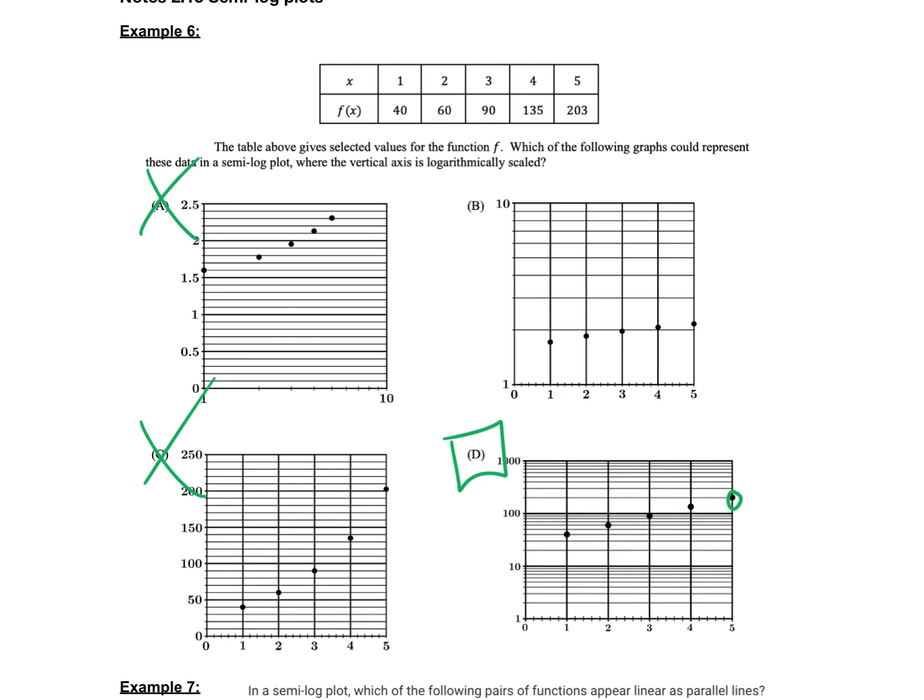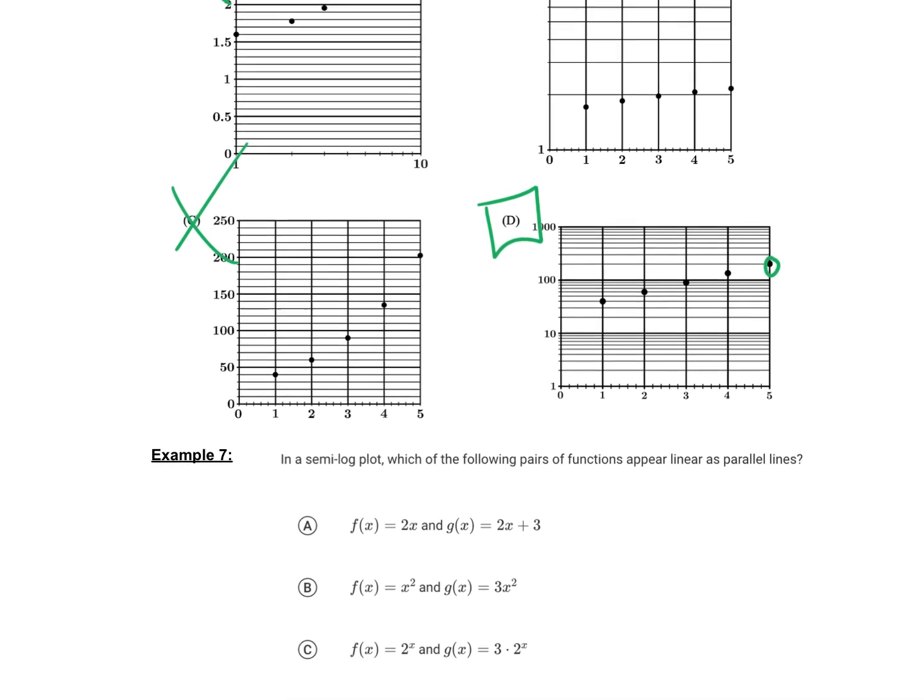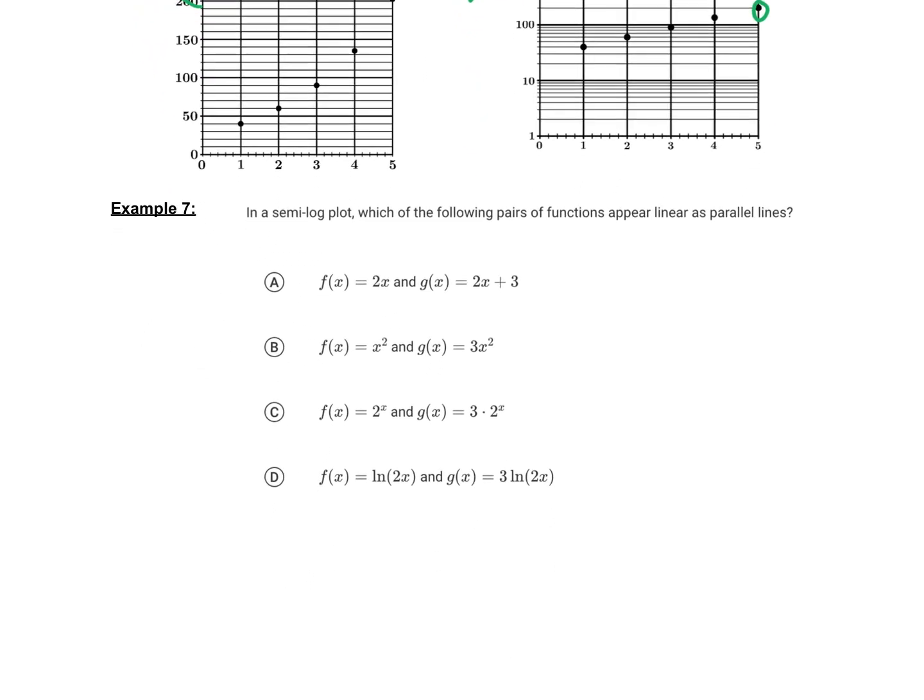I'm going to leave you time to practice and start thinking about getting ready for your test on Thursday. This one's really cool.